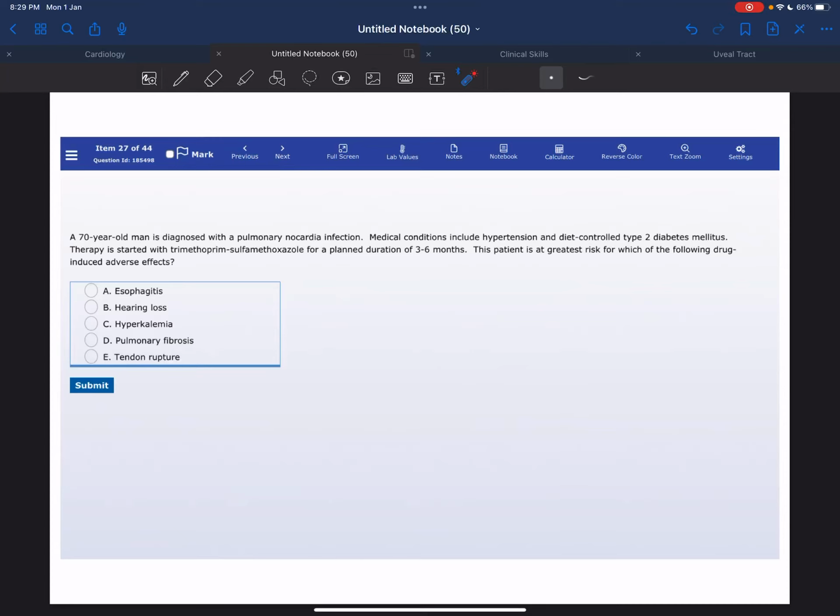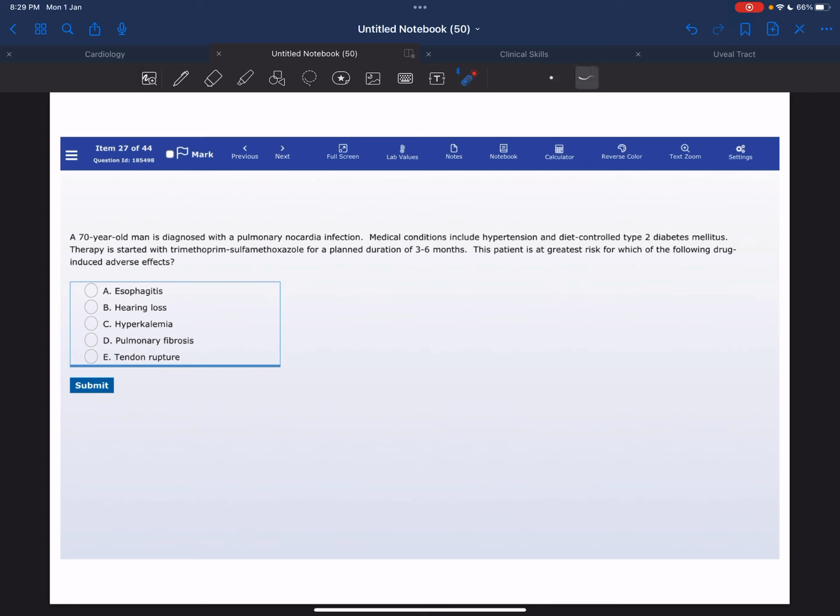This is Muddin again, and today I'm going to solve a USMLE Step 1 UWorld question of the microbiology block. A 70-year-old man is diagnosed with pulmonary Nocardia infection. Medical conditions include hypertension and diet-controlled type 2 diabetes mellitus. Therapy is started with trimethoprim-sulfamethoxazole for a planned duration of 3 to 6 months. This patient is at greatest risk for which of the following drug-induced adverse effects?